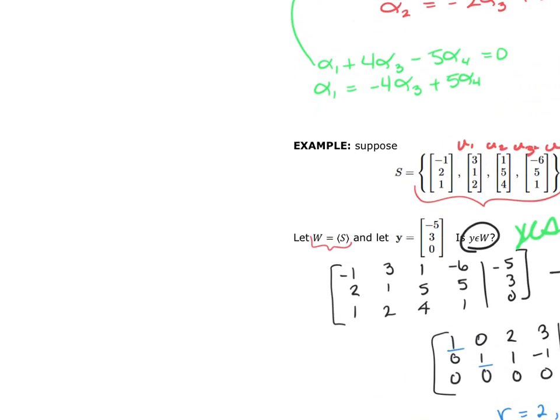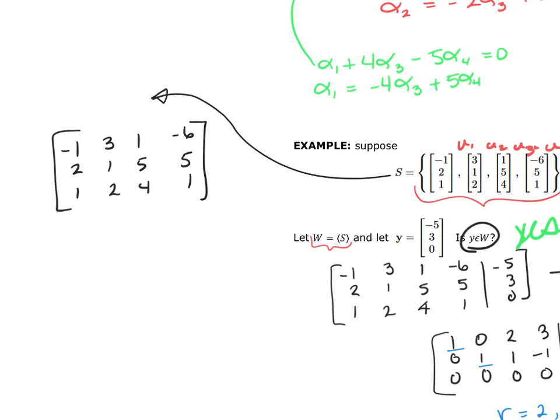vectors over here, and let's talk about, can I make my spanning set to be less vectors? So I have negative 1, 2, 1. I have 3, 1, 2. I have 1, 5, 4. I have negative 6, 5, 1. Now I'm going to put this into a matrix, and I'm going to row reduce this matrix to determine whether or not I can write my spanning set with less vectors.